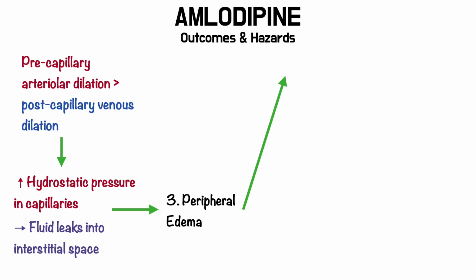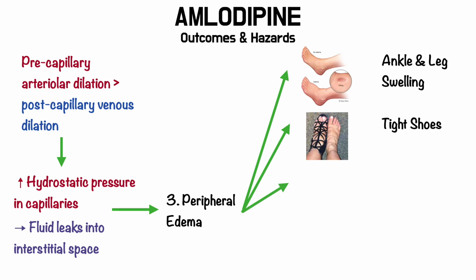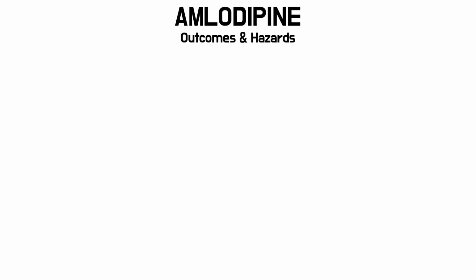Edema can happen anywhere. The first symptom you can experience is ankle or leg edema, right? Ankle or leg swelling, that is tight shoes, you can see in the image right there, and puffy skin again, and then no significant weight gain actually happens from the edema, right? Because the edema is mild, there is no significant weight gain from it.